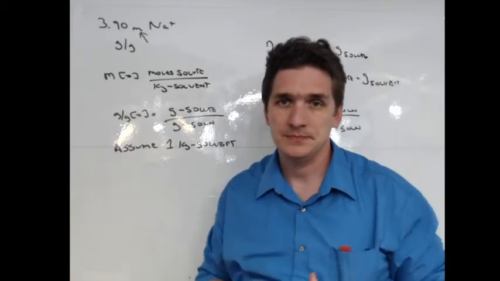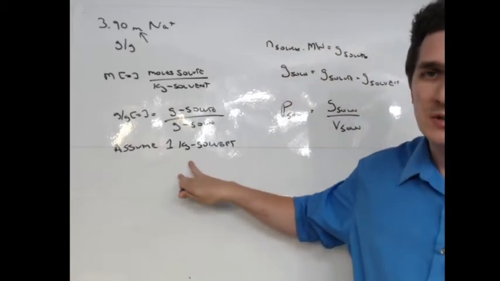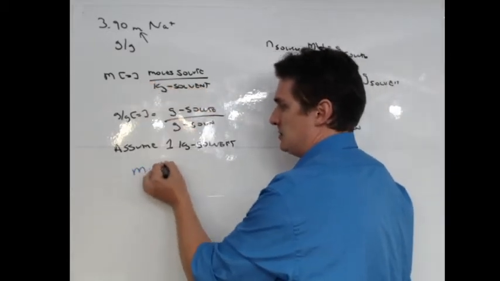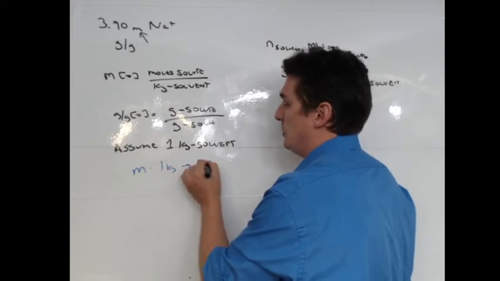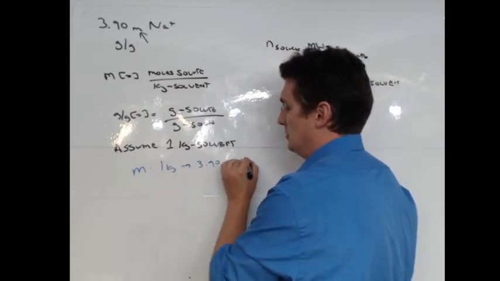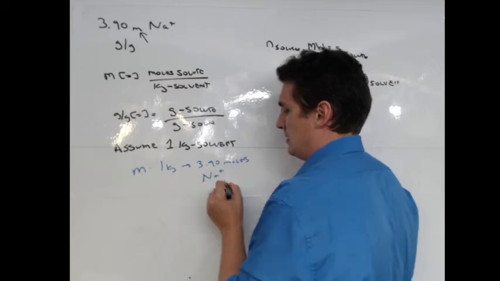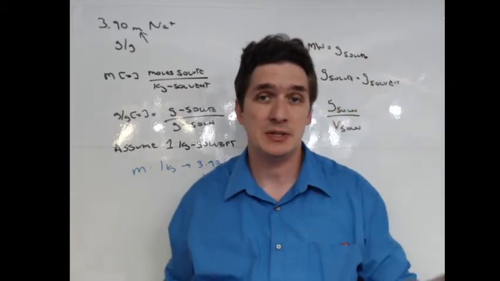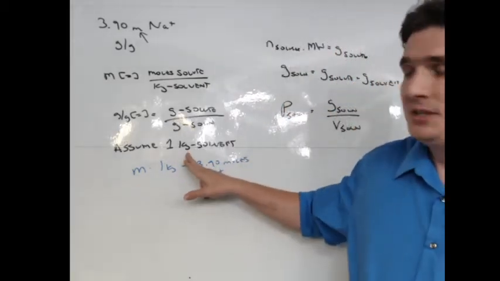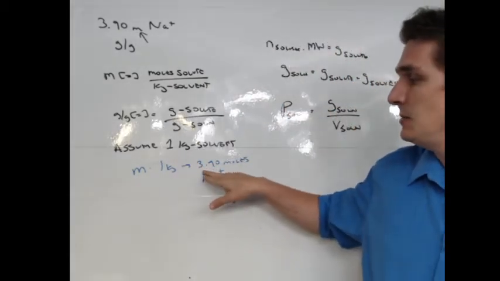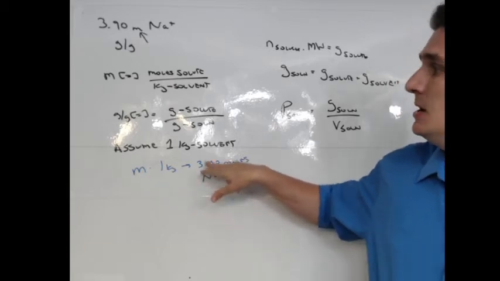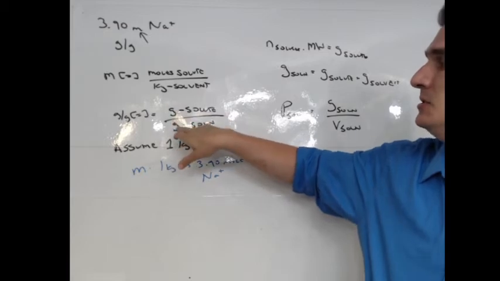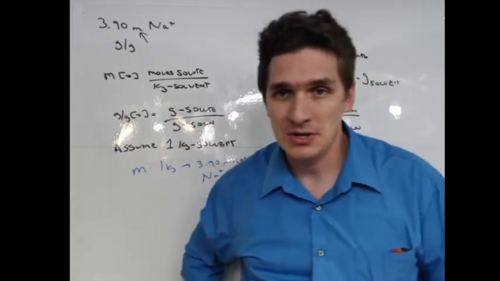Now, what are we going to do? Well, we assumed we have 1 kilogram of solvent. So if we take our molality and multiply by the 1 kilogram, we're going to get 3.90 moles of Na+. And that's why we made assumption 1. It makes the math really easy. So if I have 1 kilogram of solvent, that means I have 3.9 moles of Na+. What I need to know is that in this 1 kilogram of solvent, how many grams of solute do I have, and how many grams of solution do I have.